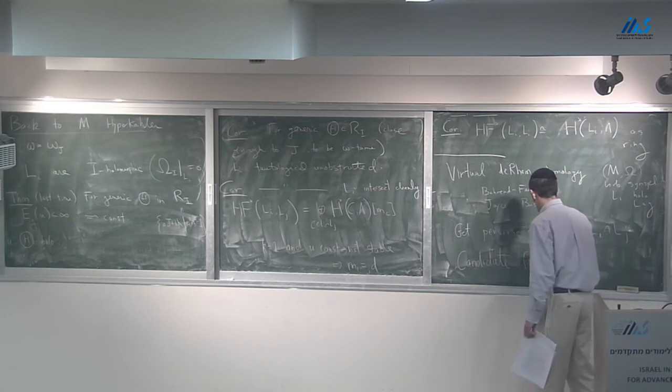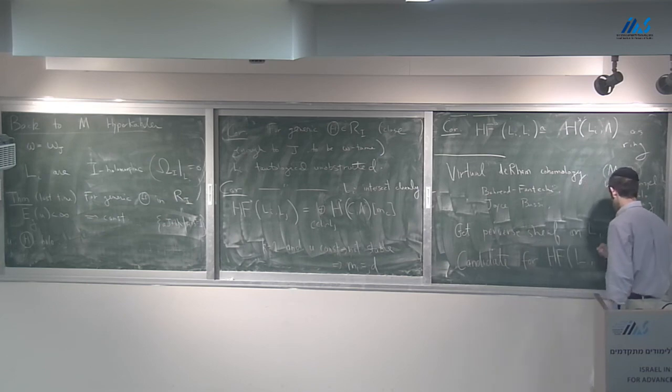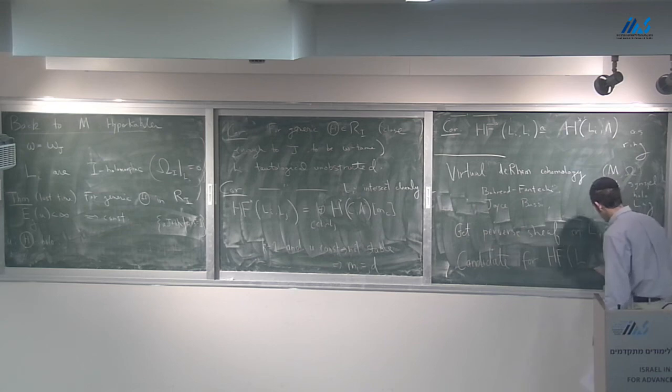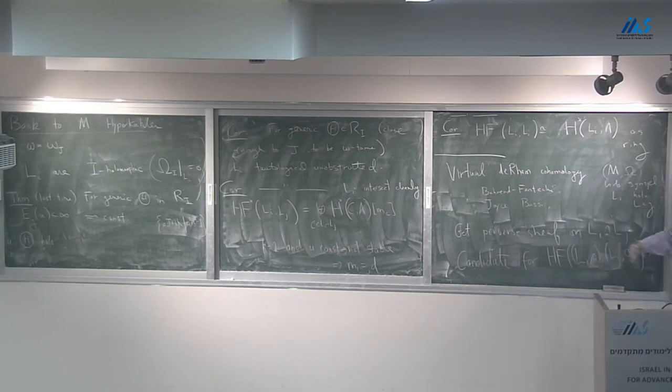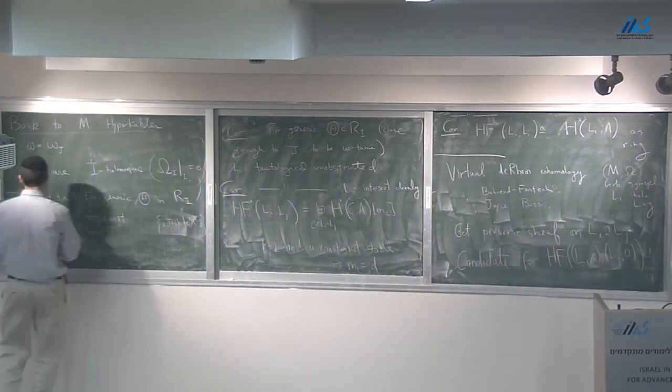Candidate for HF(L_i, L_j). And here, I can look at sort of the trivial bounding chain on each of them. And then when I isotope one from itself, maybe that bounding chain will become highly non-trivial. But I'll get a well-defined Floer homology. And I can hope that it agrees with the cohomology of this perverse sheaf.